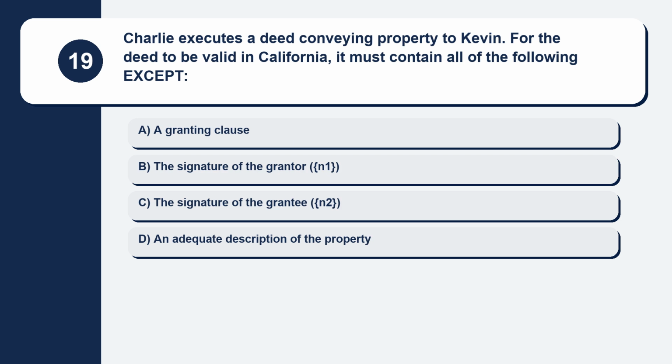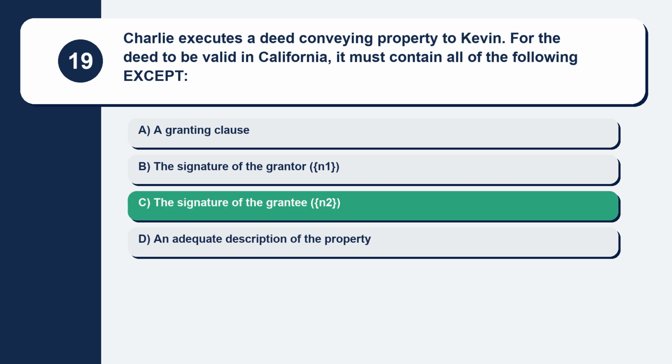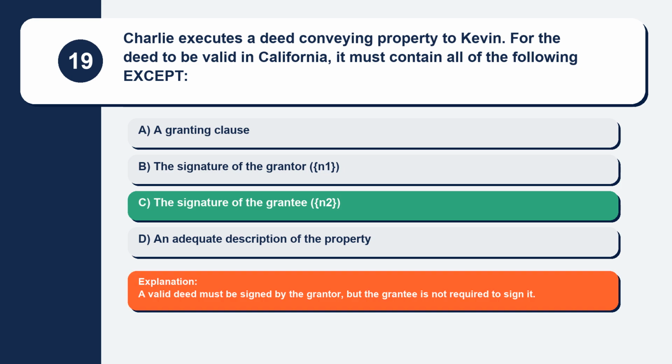Question 19. Charlie executes a deed conveying property to Kevin. For the deed to be valid in California, it must contain all of the following except. Here are your options. Option A, a granting clause. Option B, the signature of the grantor. Option C, the signature of the grantee. Option D, an adequate description of the property. The correct answer is option C, the signature of the grantee. Explanation: a valid deed must be signed by the grantor, but the grantee is not required to sign it.